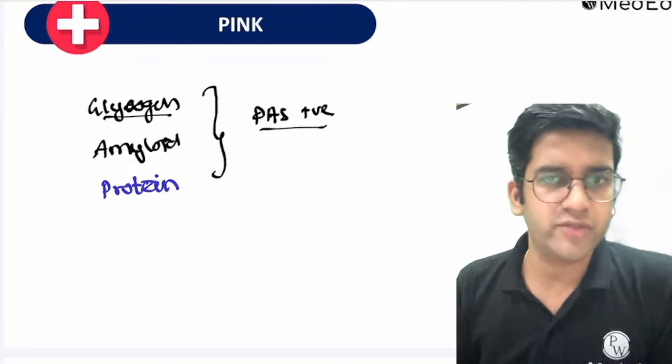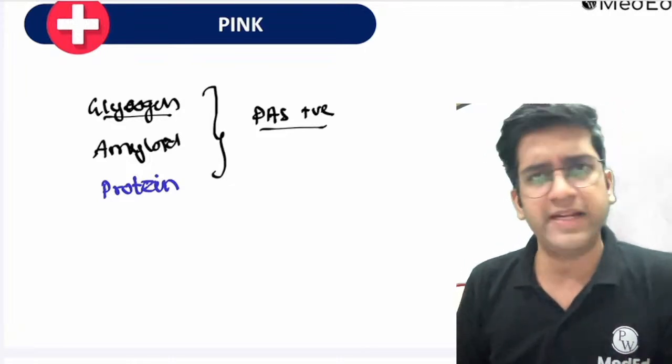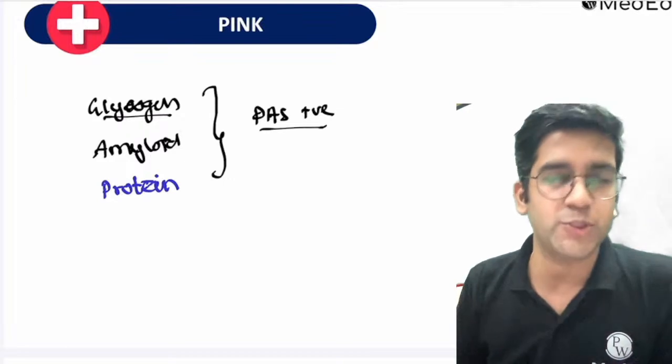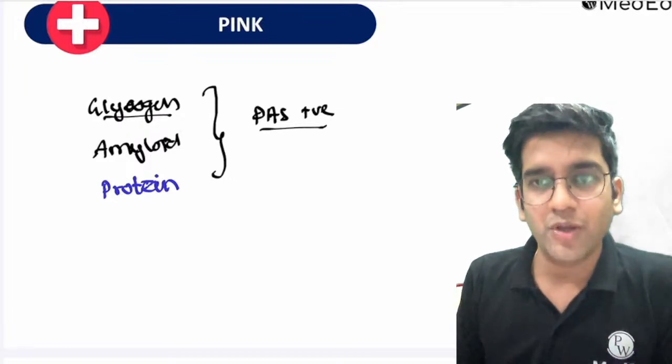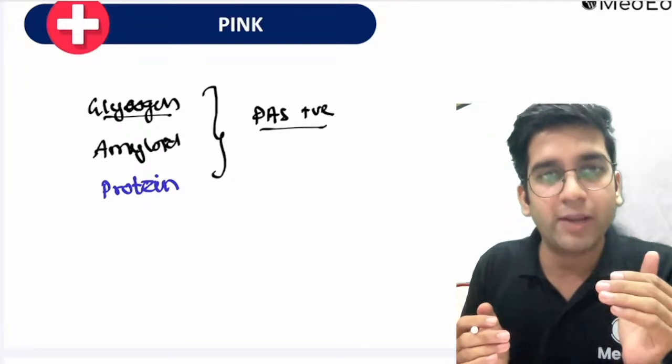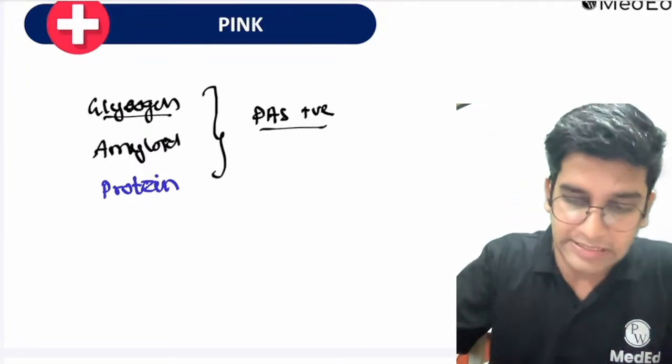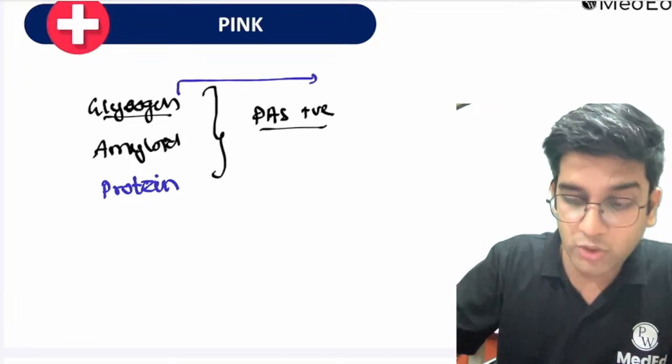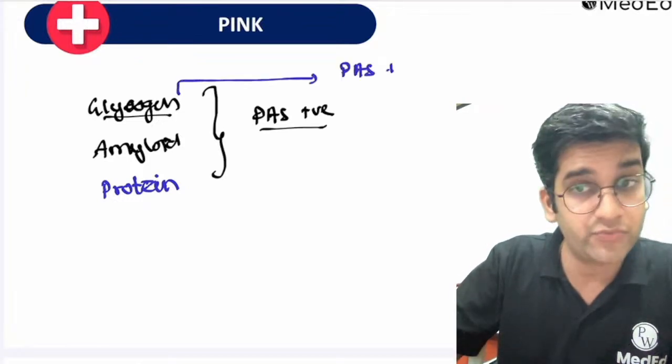PAS is periodic acid Schiff, and all of them are PAS positive, be it glycogen, be it amyloid, be it protein, they are absolutely PAS positive. So when something is PAS positive, I have to do one more modification to say it's glycogen or amyloid or protein, right? So what happens is if it's glycogen, it's called PAS positive. I want you to remember this forever.